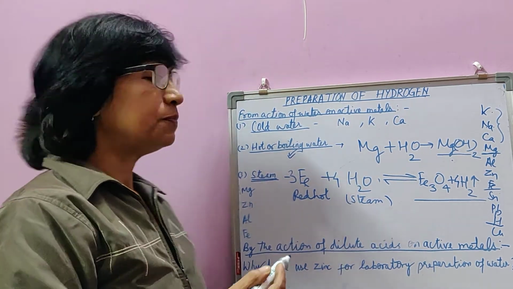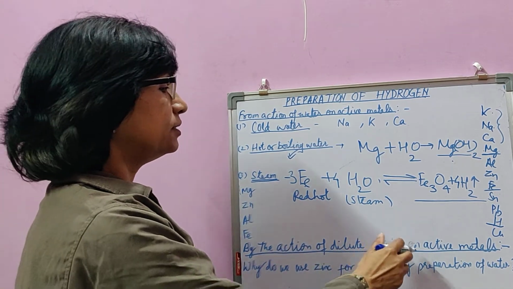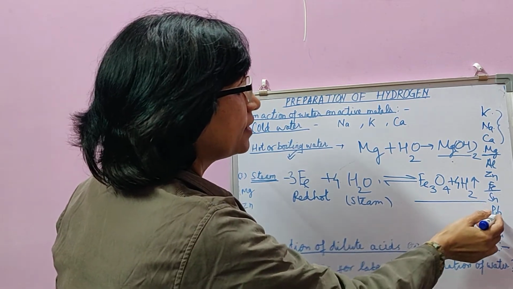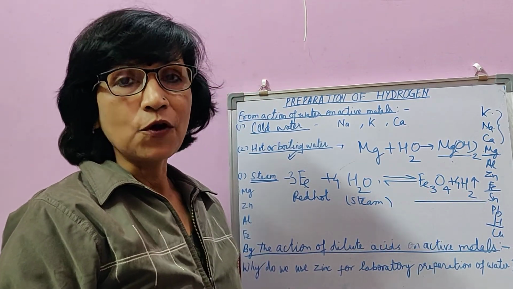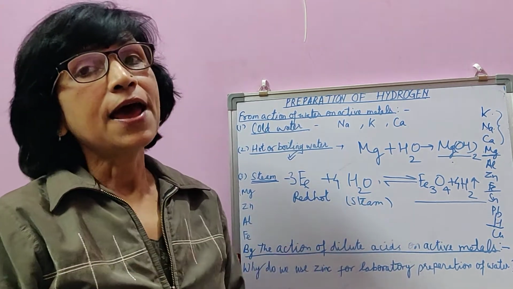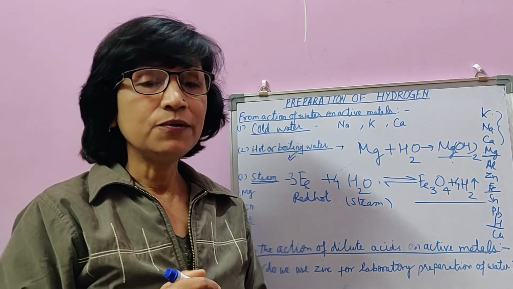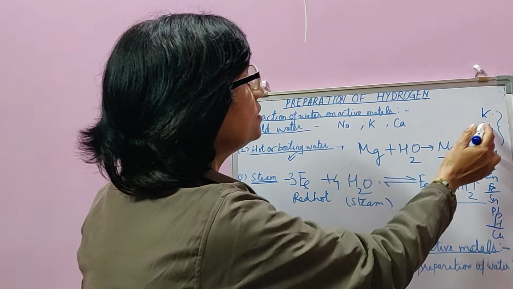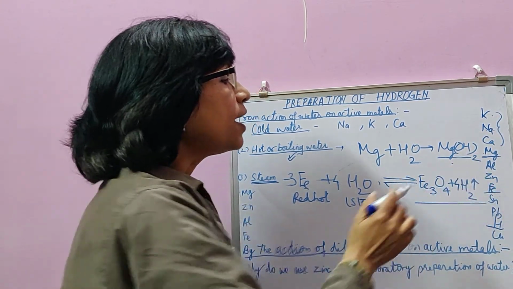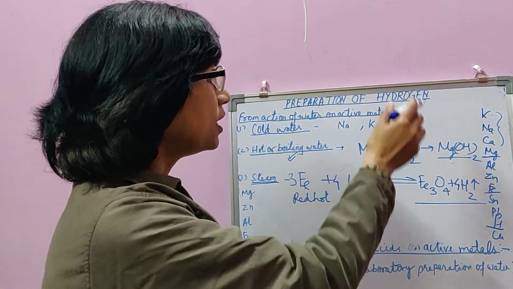The next method of preparation of hydrogen is by the action of dilute acids on active metals. In this method, even tin and lead can displace hydrogen from acids. This method is used for lab preparation of hydrogen as well, and in the lab preparation of hydrogen we use zinc rather than sodium, potassium, calcium, magnesium, aluminium, so many metals. We use only zinc. Why do we use zinc for the lab preparation of hydrogen, not other active metals?